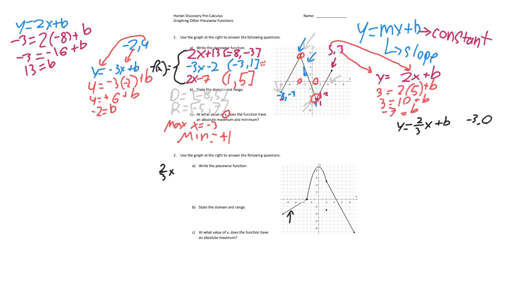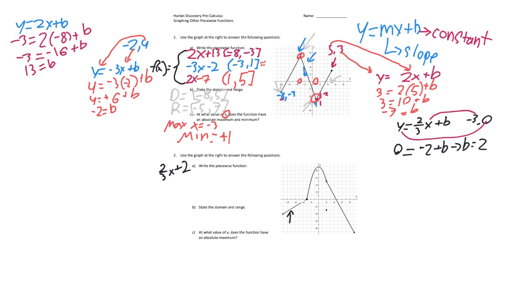And just like before, that -3 goes into that x, that 0 goes into the y. Anytime you can work with a 0, you should work with that 0. So we have 0 is equal to -2 plus b, which means that b is equal to 2. So 2/3 x plus 2.